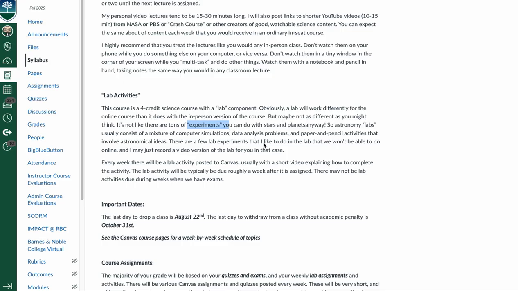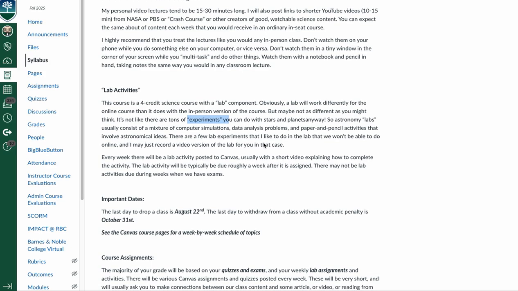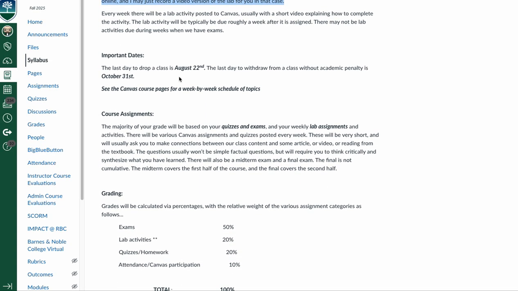Whatever day I assign them, you usually have a week to complete them, and they're not like you might have had in science classes where you have to write long, detailed lab reports with procedure and data and conclusions. It's not like that at all. It's: here's an activity, here are some questions, answer the questions, show me the results of your activity. They're pretty straightforward. Drop date is August 22nd. Withdrawal date's October 31st. I think those dates are updated. And the week-by-week schedule is in Canvas.